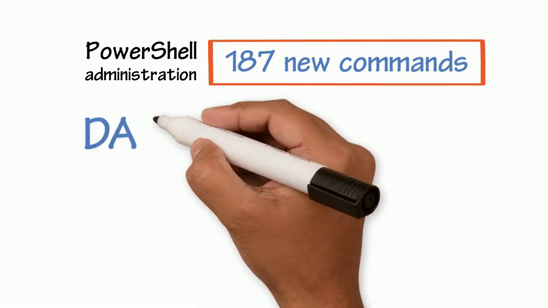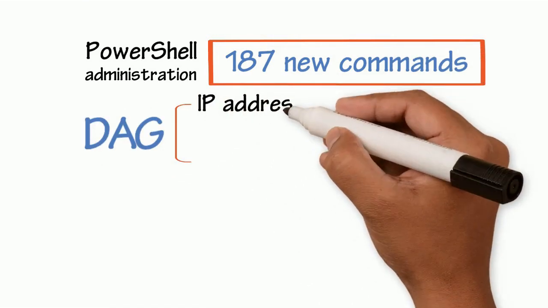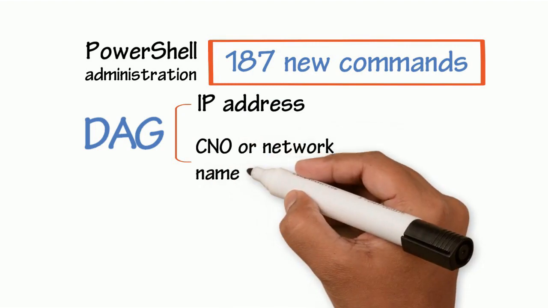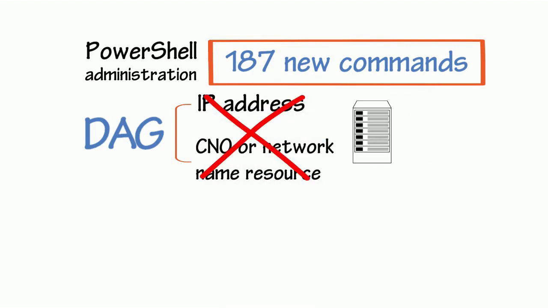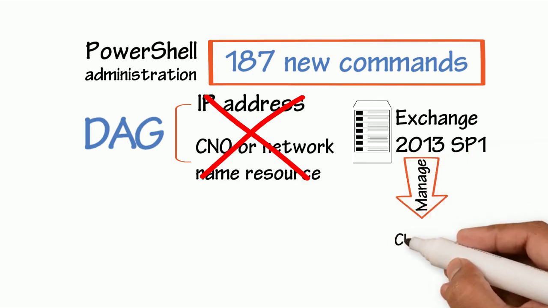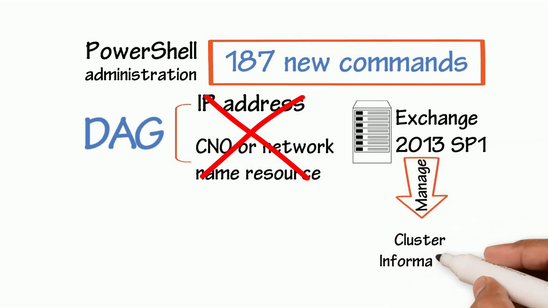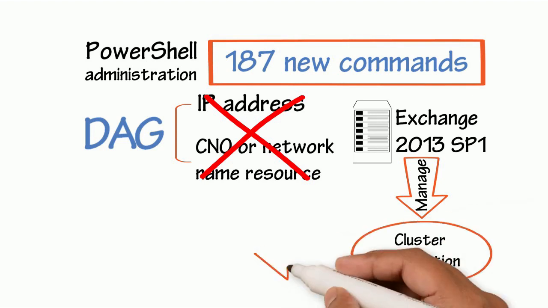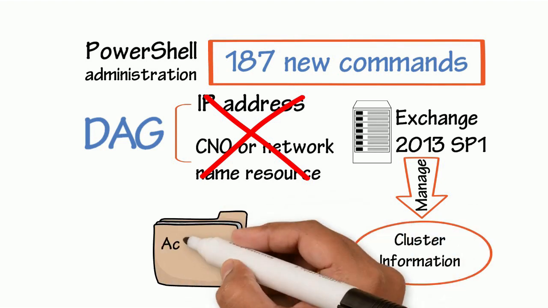The DAG doesn't need an IP address and doesn't use a CNO or network name resource in the latest version of Exchange 2013 SP1. Additionally, Exchange takes the responsibility for managing cluster information and uses the data held in its configuration container in Active Directory instead.